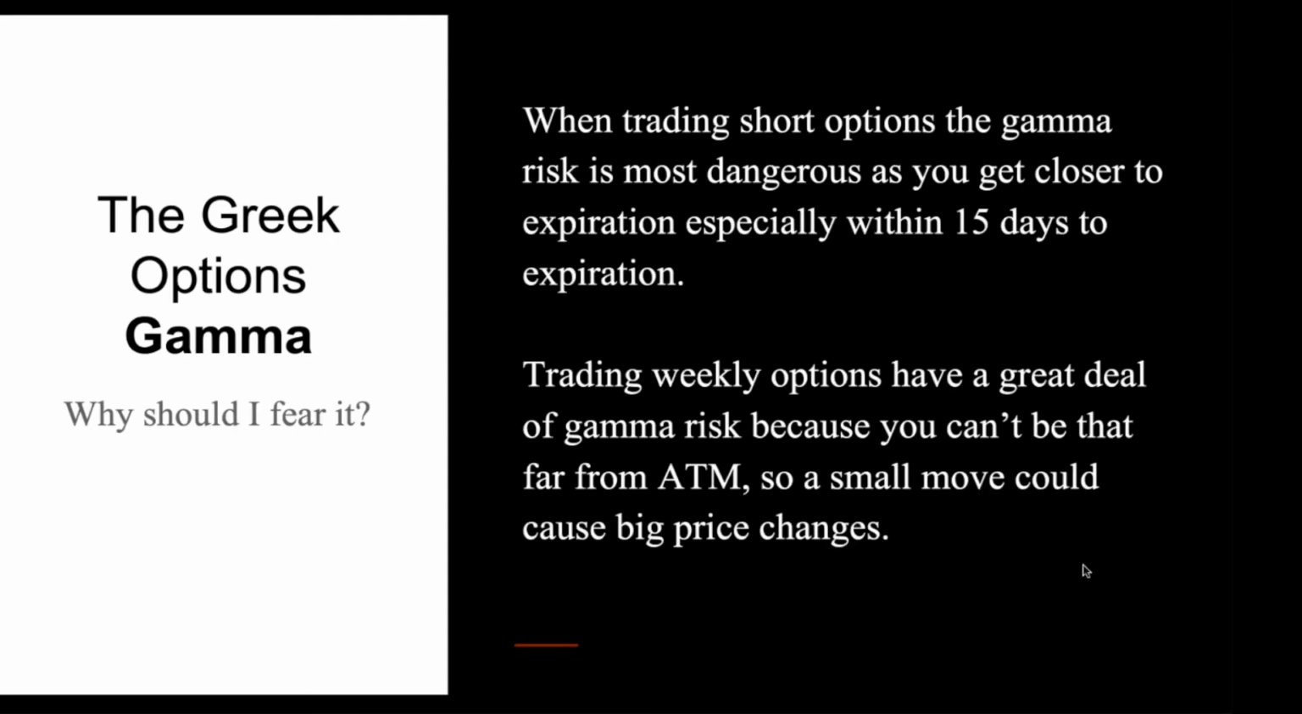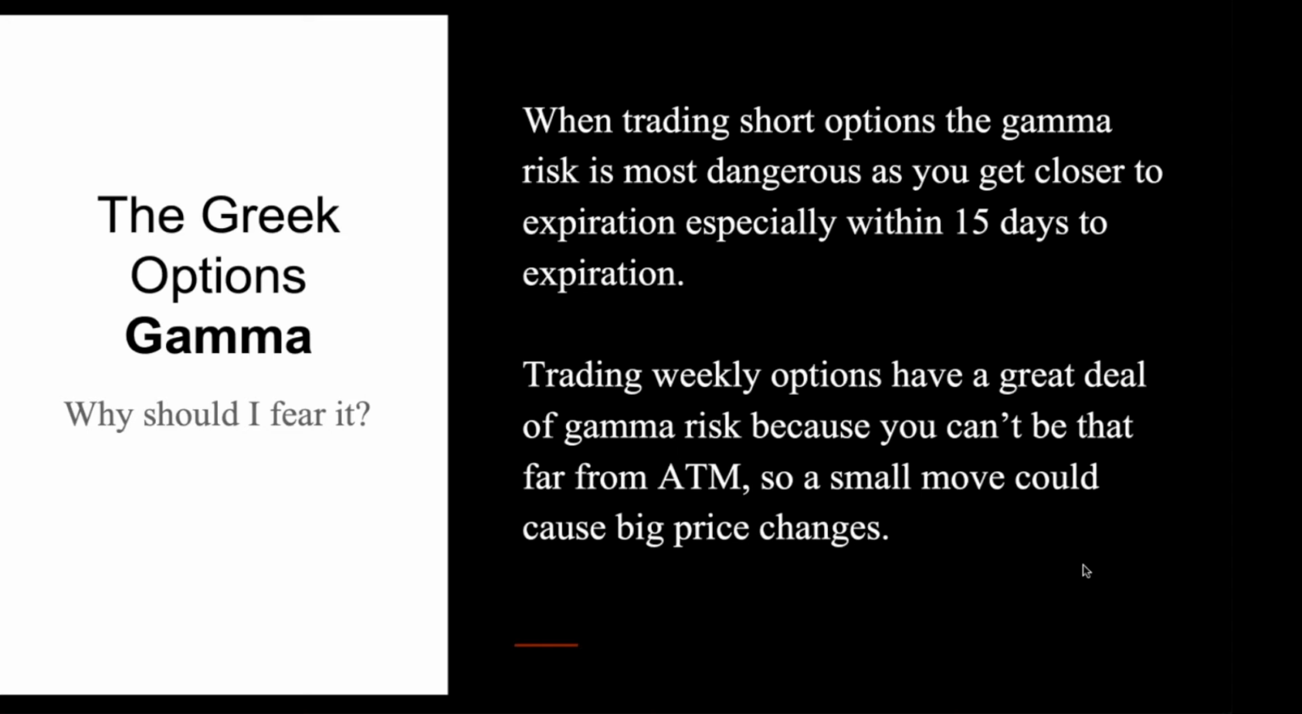Gamma: why should you fear it? When trading short options, gamma risk is most dangerous as you get closer to expiration, especially within 15 days to expiration. This is why your brokerage firms might require you to hold more money when you're trading options within 15 days, when you're trading 0-day options or weekly options. They might require more if you have portfolio margin, if you have a bigger account, or if you're trading something like SPAN margin, which is on futures, but you don't need a big account to do. That's what we teach you as well at the Dorian Way: how to use SPAN margin and how to trade options on futures. But gamma changes so much faster within 15 days of expiration.